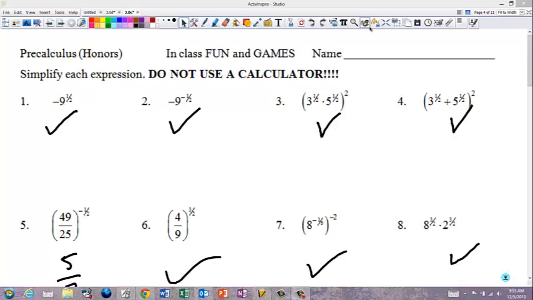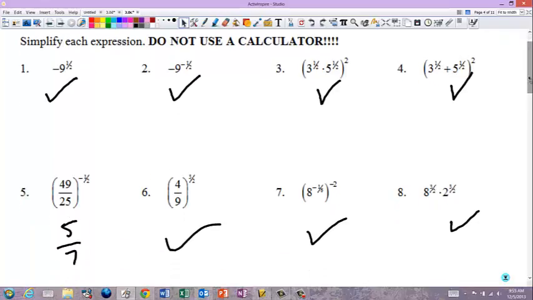Alright, this video is for those of us who are in the SAT workshop. This is the paper I gave out. If you see a check mark, that means we've already worked that problem in another packet. So we're going to work number 5.